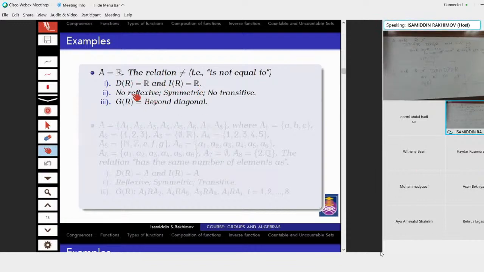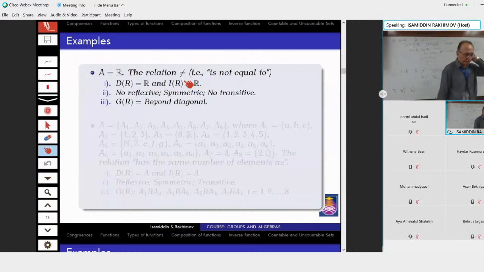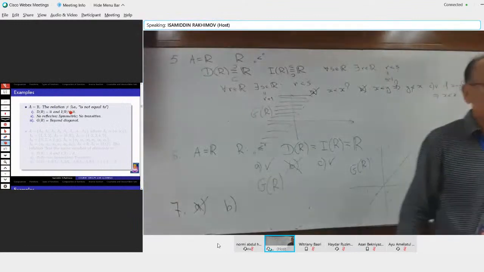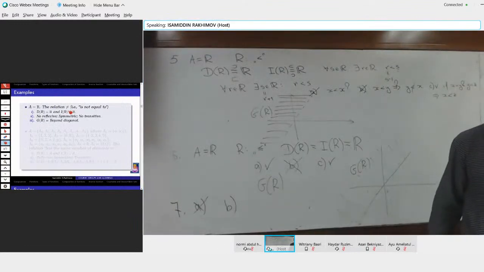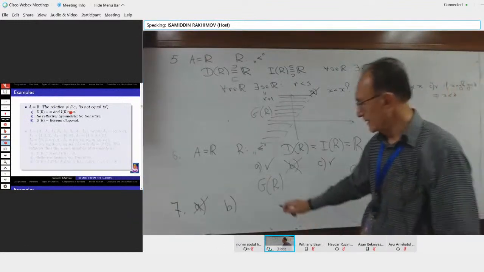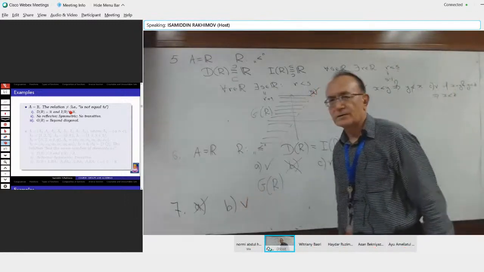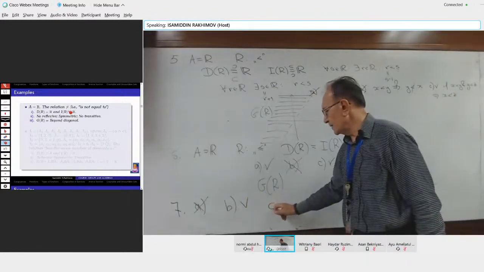Now, no reflexive, no A, because an element cannot be equal to itself. Cannot be non-equal to itself, sorry. A doesn't hold. How about the B? B is symmetricity. If X is not Y, then Y also is not X, right? So symmetricity holds.